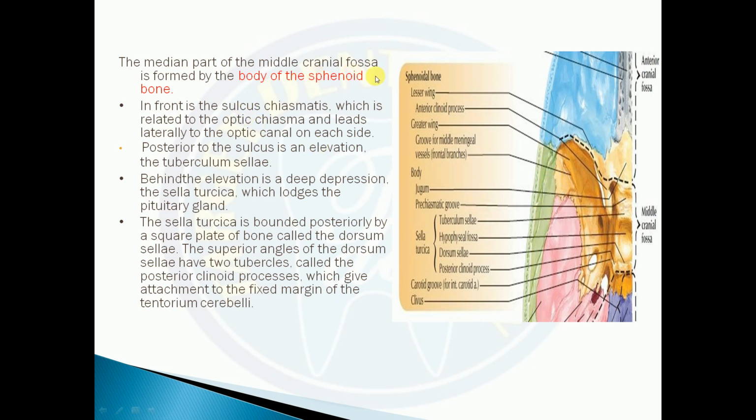The median part of the middle cranial fossa: see, this is your sella turcica, and the deepest part is known as the hypophyseal fossa, in which your pituitary gland lodges. Posterior to the sella turcica there is a square shaped bone known as the dorsum sellae, which gives attachment to the fixed margin of the tentorium cerebelli.